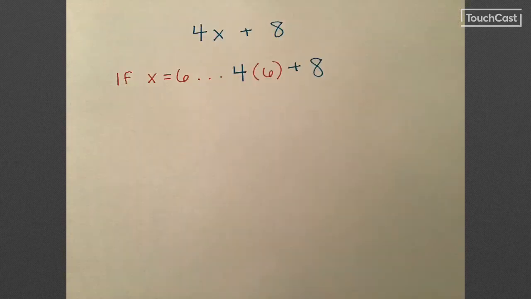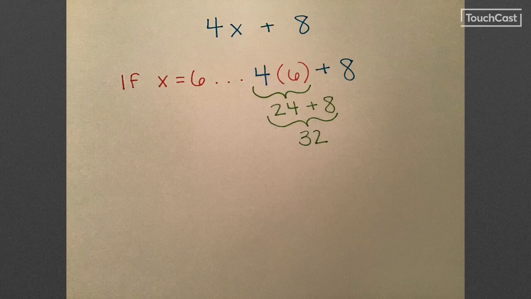So let's try some practice problems. My new equation is 4x plus 8. If x equals 6, I'm going to put in a 6 where the x is, making my equation now say 4 times 6 plus 8. Based on order of operations, I know I need to start with multiplication. So 4 times 6 is 24. So now I have 24 plus 8. And 24 plus 8 equals 32.